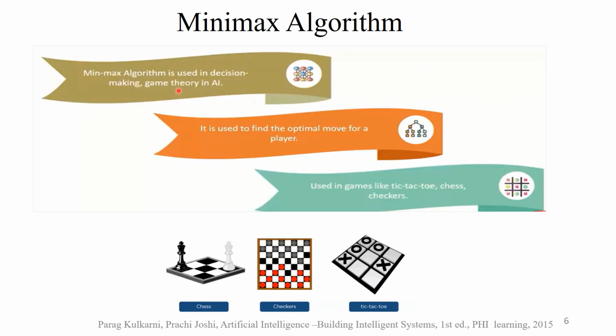The min-max algorithm is used in decision-making and game theory in AI. It is used to find the optimal move of a player. It is also used in games like tic-tac-toe, chess and checkers.